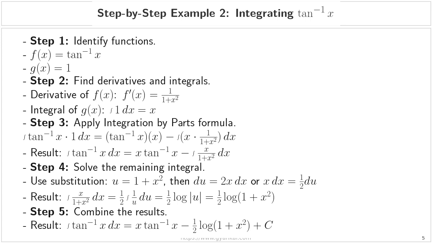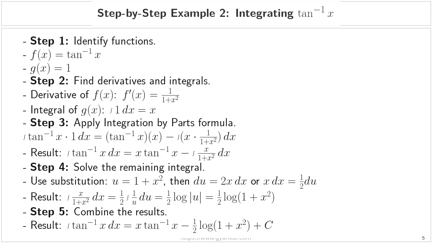We've now solved all the pieces of the puzzle. Putting it all together, the integral of arctan of x dx equals x times arctan of x minus 1/2 times the natural logarithm of 1 plus x squared plus our constant of integration, c, and there you have it. We've successfully integrated arctan of x using the hidden one technique and integration by parts. Remember to always include that constant of integration, c, as it represents the family of all possible antiderivatives.